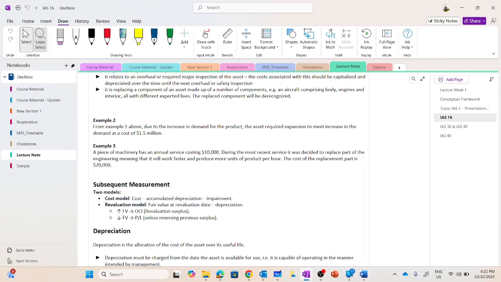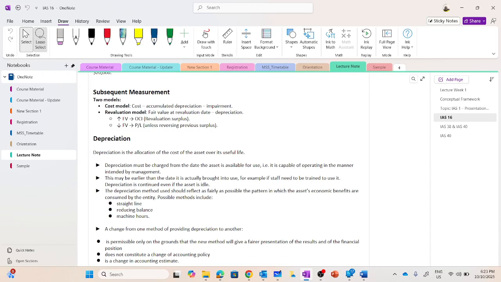So now we are going to look at subsequent measurements. After the initial measurement, in the second year, how are we going to continue to measure, to calculate the value of the assets? We have two approaches: the cost method and the revaluation method. When we are talking about the cost method, it means the cost less accumulated depreciation or impairment. So very simple. If we are going to maintain the cost model, then we are going to use the cost less the accumulated depreciation less impairment.